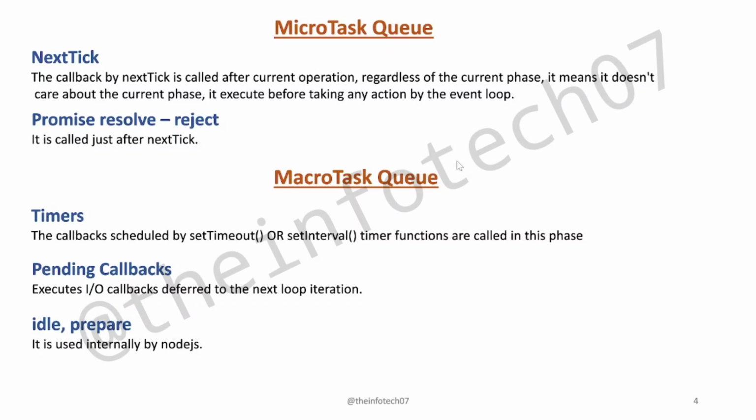Now coming to the macrotask queue. Timers: the callbacks scheduled by setTimeout or setInterval are called in this phase. In pending callbacks, IO callbacks deferred to the next loop iteration are executed. If any IO callback is deferred to the next loop iteration, it will be put in pending callbacks and executed from the pending callback phase. Idle, prepare is used internally by Node.js. Here there is nothing to do for the developer.